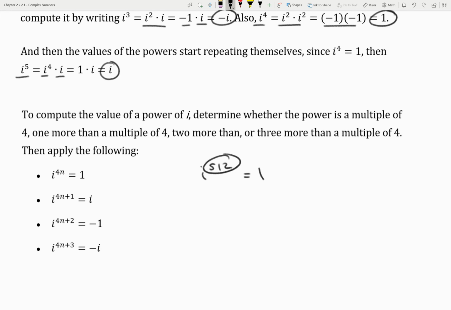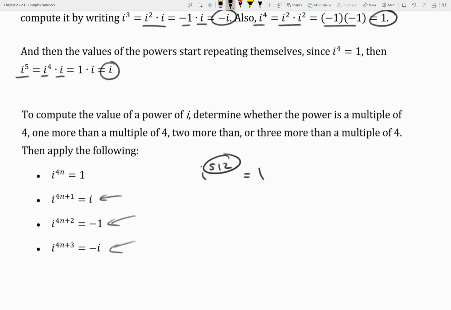All you have to do is divide it by 4 and see how many i's are left over. If there's 1 left over, you get the answer i. If there's 2 left over, it's negative 1. If there's 3 left over, it is negative i. And again, if it's divisible by 4, it's always going to be 1.